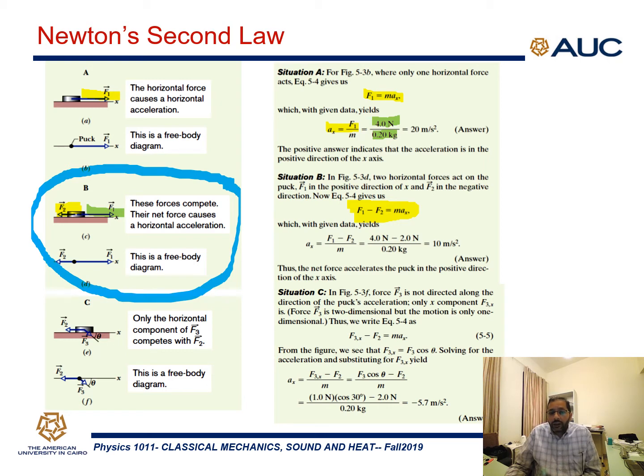Substituting in this equation, we get the acceleration along the x-axis: F1 equals (4 minus 2) divided by 0.2, so the acceleration in this case would be 10 meters per second squared.